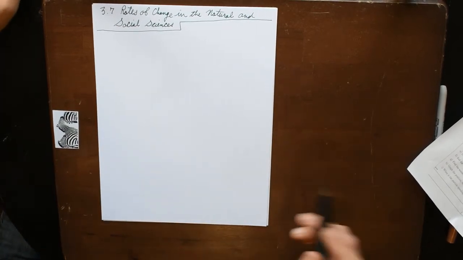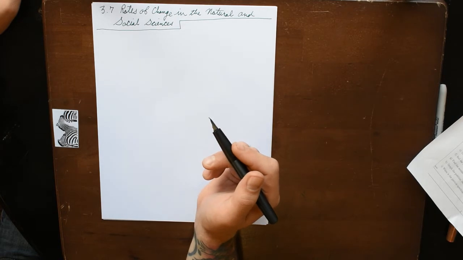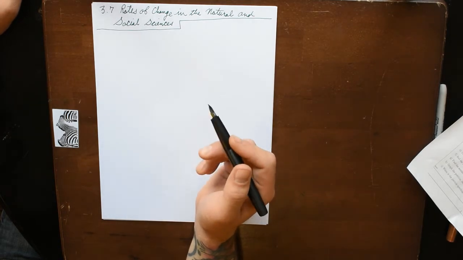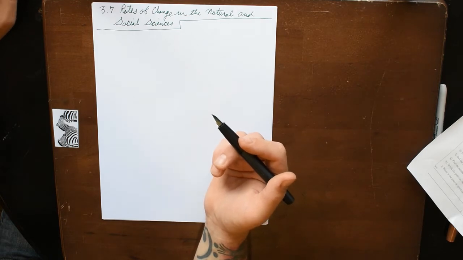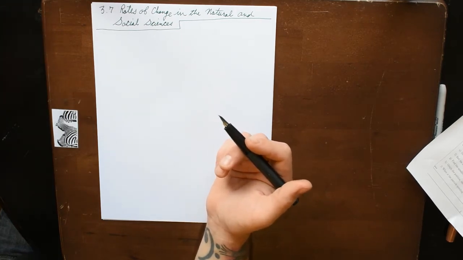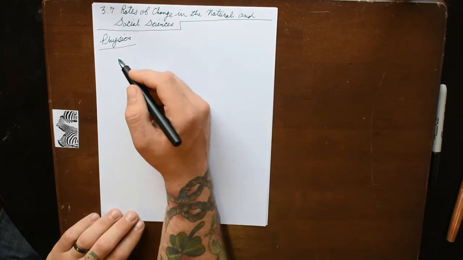Hey everyone, in this video we're going to go over section 3.7, Rates of Change in the Natural and Social Sciences. In this section we're going to discuss how the concept of a derivative naturally arises in the fields of physics, economics, and electrical engineering. So to begin, we'll talk about physics.